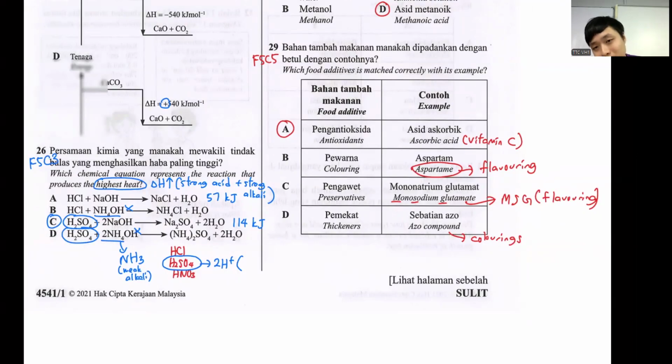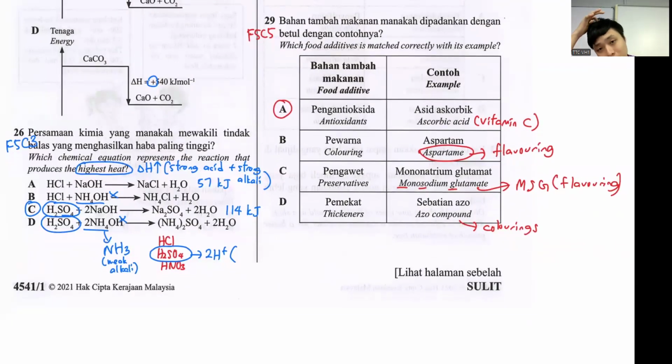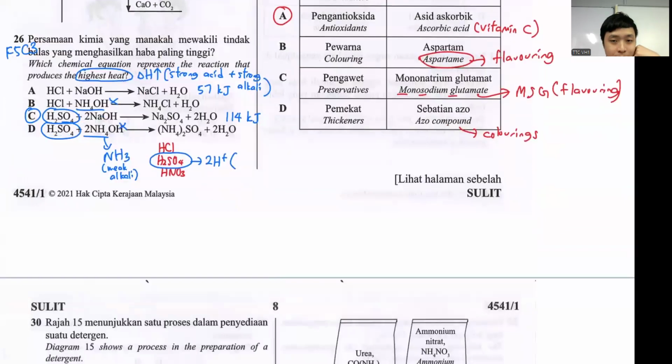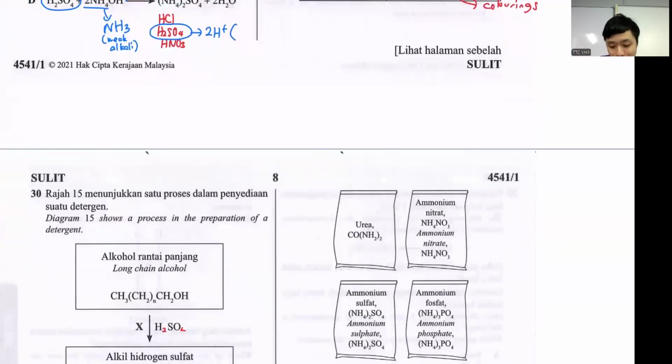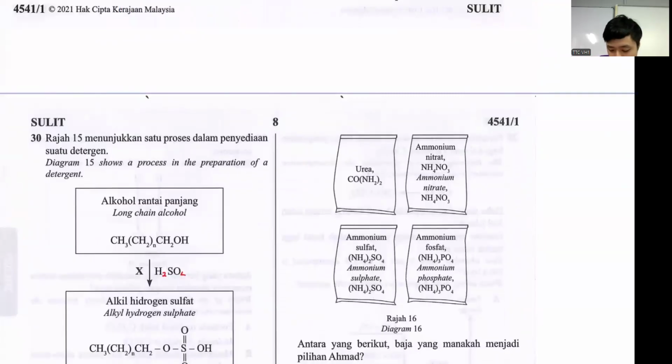You've got 7 food additives. Okay, you learn, I teach you next week, next month. You've got preservatives, thickeners, coloring, antioxidant, flavoring, stabilizers, emulsifiers. So you've got 7, and each one has its own example. Okay, question 30.